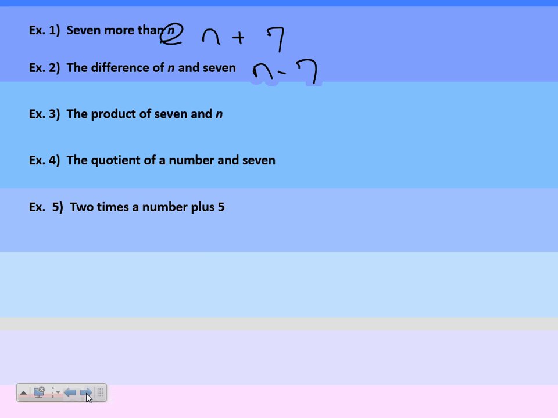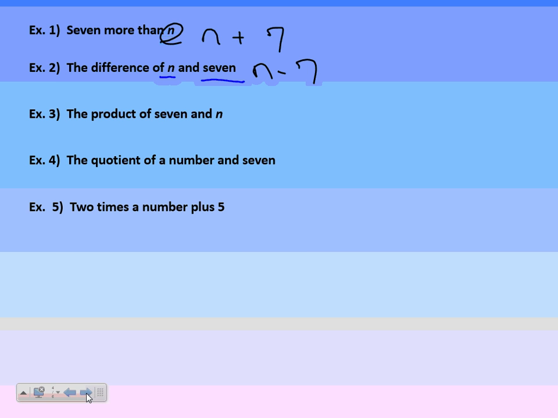Okay. And does everybody know on example 2 why I had to start with the n? Because which direction do we go? Left to right. Does that make sense? Always work left to right unless you see the words less than or fewer than. Okay. How about example 3?